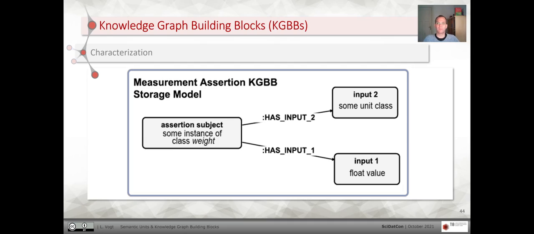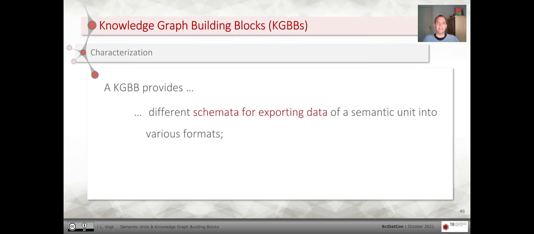And here's an example for a storage pattern for a weight assertion, weight measurement assertion. And you see the main idea is to always be able to reconstruct the original user input, or the input for that assertion. And here 2 different types of inputs are distinguished: a unit class or unit instance and a float value. And when the application can reconstruct the input, the input could always be mapped to other export formats.